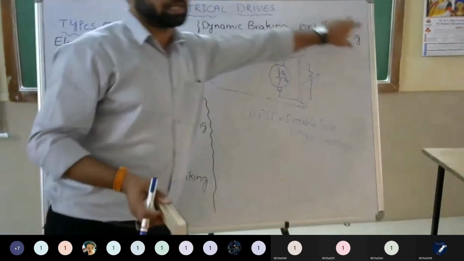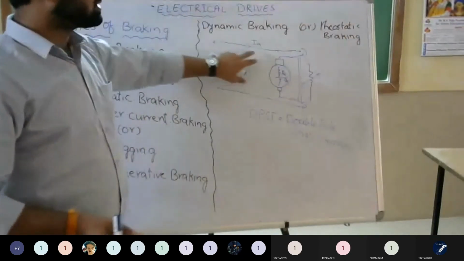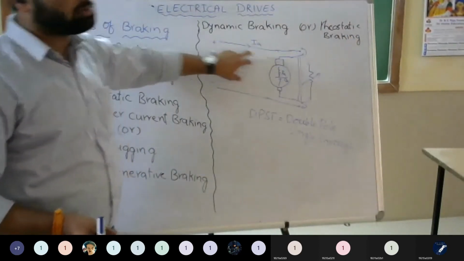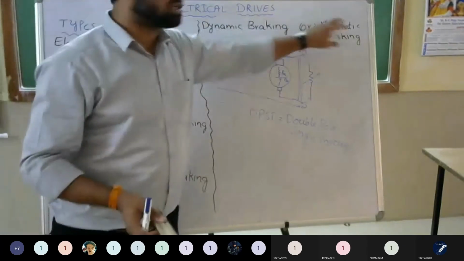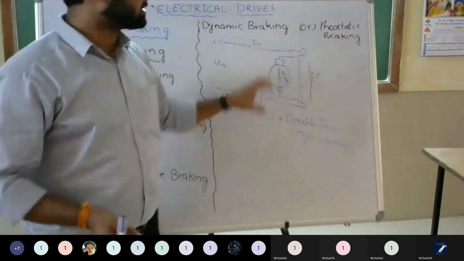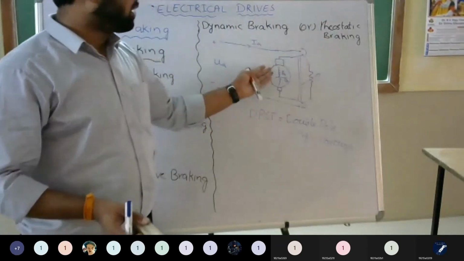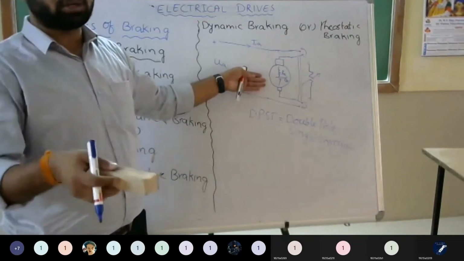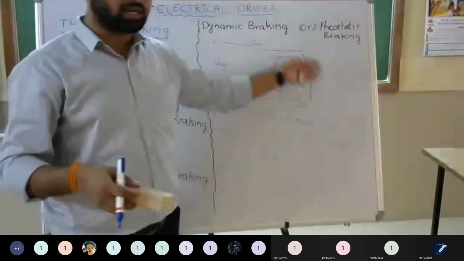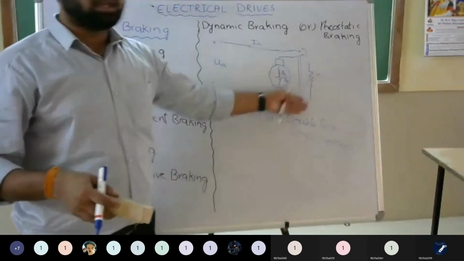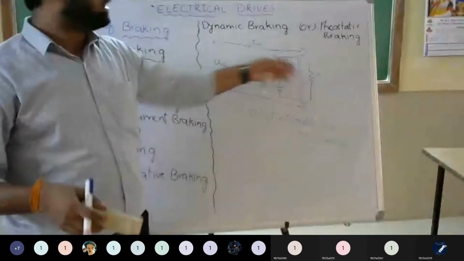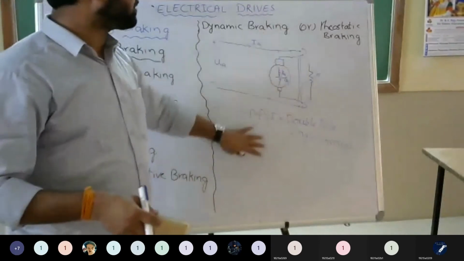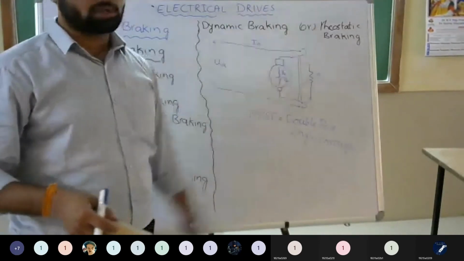Dynamic braking, rheostatic braking. Dynamic braking means sudden change. What sudden change are we doing? We are removing the input supply. Rheostatic braking means we are applying some resistance. When you apply the resistance, what energy is stored here? Kinetic energy, because the rotor is rotating. That kinetic energy will shift into electrical energy towards the rheostat. Okay, this is the basic concept of dynamic braking and rheostatic braking.